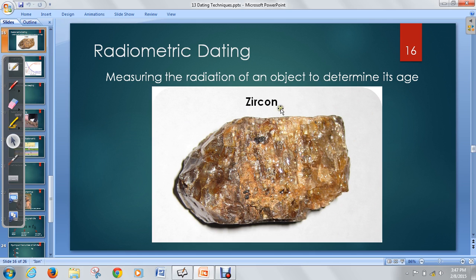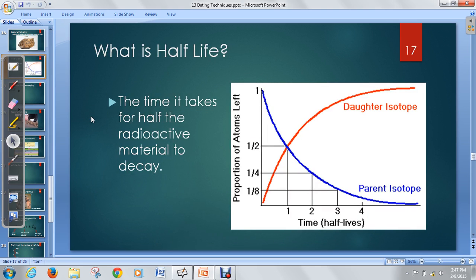One of those materials is actually a mineral called zircon. Certain rocks will have this zircon mineral in them, and based off the radiation coming off that mineral, we can determine how old the rock is based on the mineral's age. It's not like relative dating because we're not comparing it to anything else. We're just using a feature of that material, its radiation, to determine how old it is. In order to do that, we use a process called half-life.